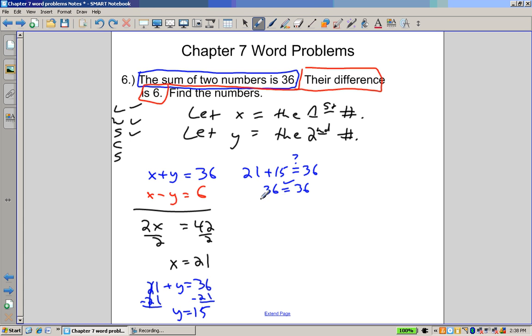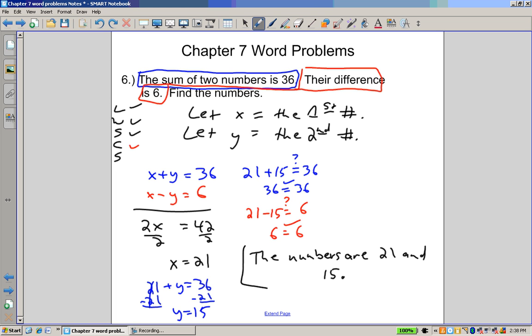And let's try the red equation. So x is 21. y is 15. Let's see if that works. 21 minus 15 is 6. That's good. So everything checks out. Now let's solve. Excuse me, we've already solved. Let's get our sentence down. Find the numbers. All right, the numbers are 21 and 15. Okay.